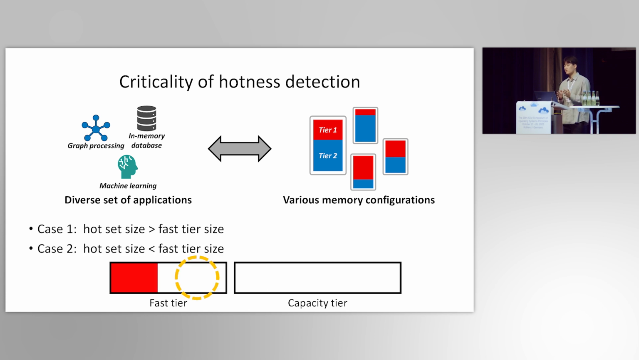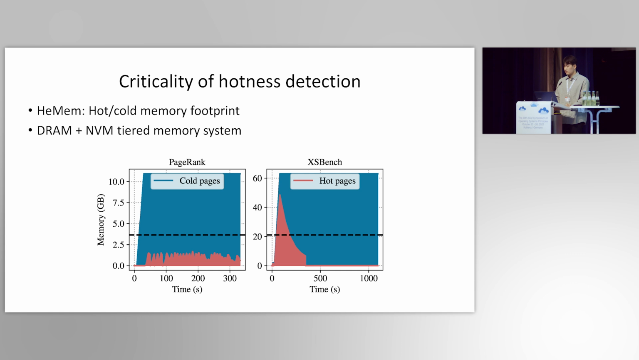The second case happens when the hot set size is much lower than the fast tier size. In this case, we can ensure that very hot pages are placed in the fast tier. However, the remainder of the precious fast tier may be wasted with arbitrary cold pages. Thus, it seems good to maintain the hot set size as close as possible to the fast tier size. Unfortunately, it is impossible with static hotness detection. So we examine the actual hot-cold memory footprint by using HeMem and two applications, PageRank and AccessBench.